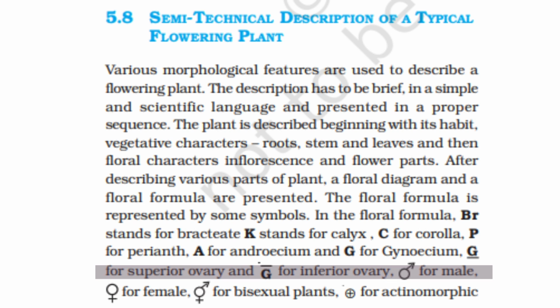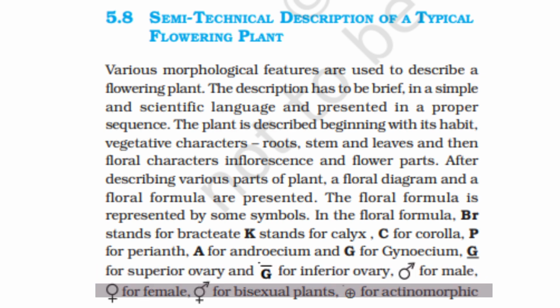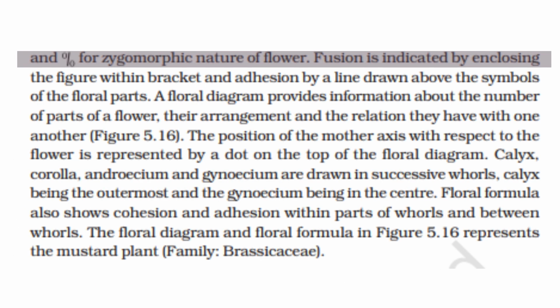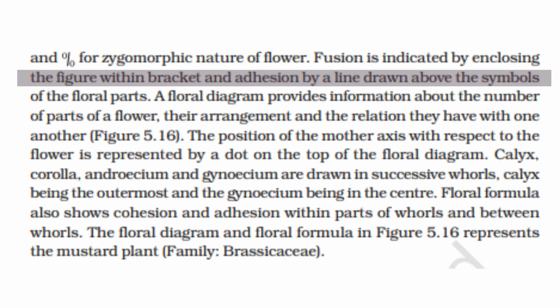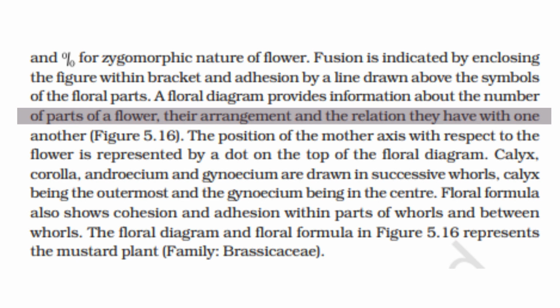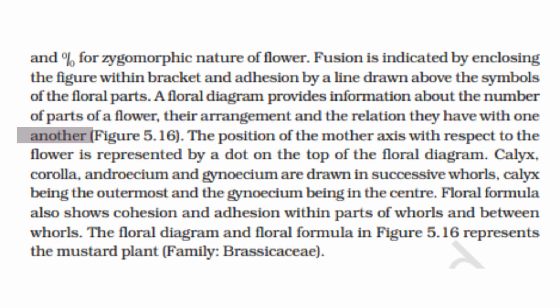G with a dash below it for superior ovary and G with a dash above it for inferior ovary. Symbols are used for male, for female, for bisexual plants, for actinomorphic, and for zygomorphic nature of flower. Fusion is indicated by enclosing the figure within a bracket and adhesion by a line drawn above the symbols of the floral parts. A floral diagram provides information about the number of parts of a flower, their arrangement, and the relation they have with one another.